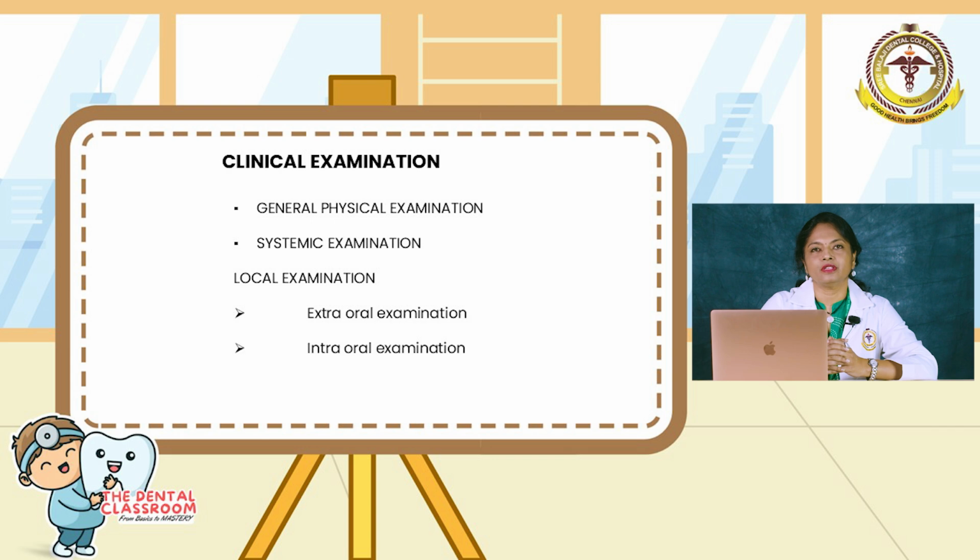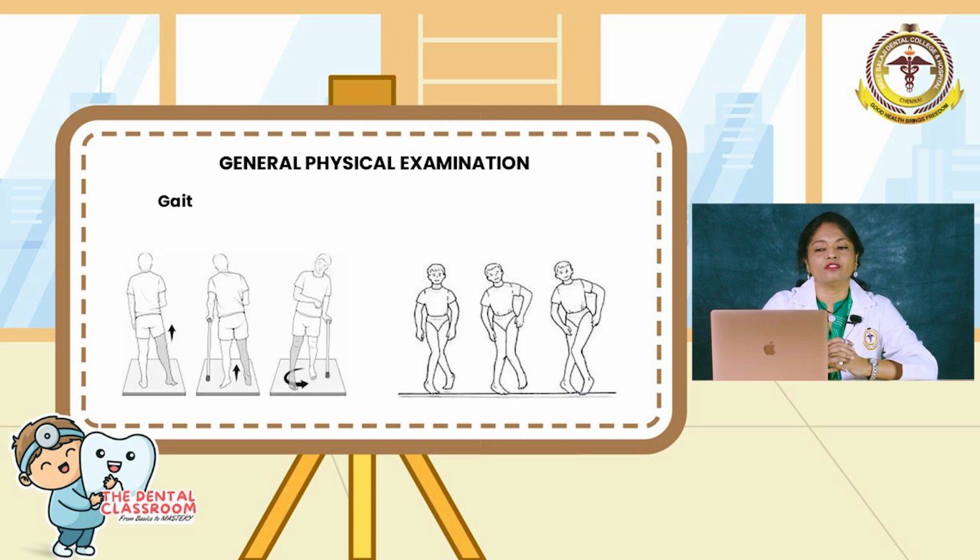So, from this we move on to the step-by-step approach of clinical examination. We start with general physical examination followed by systemic examination and then local examination, which will include your extraoral examination and intraoral examination. General physical examination begins the moment a patient steps into the clinic and is first observed. What is the objective of general physical examination? It is to elicit medical condition of the patient and to rule out any possible systemic complication or any emergencies.